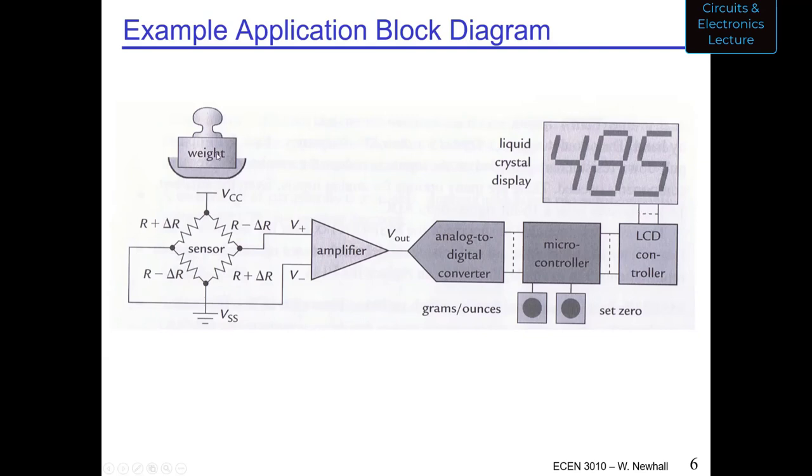Right? So you go from weight to sensor, amplifier to condition the signal, analog to digital converter to make that value readable by and processable by the microcontroller, some input and then an output. So this has many elements of an embedded system.